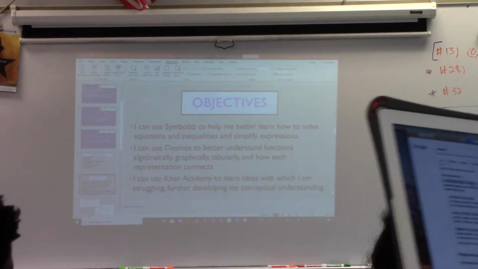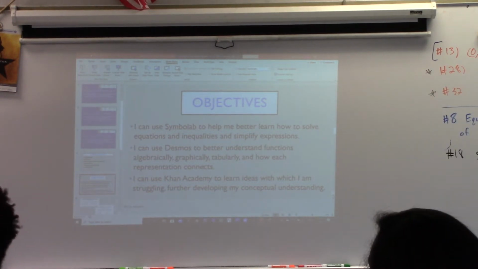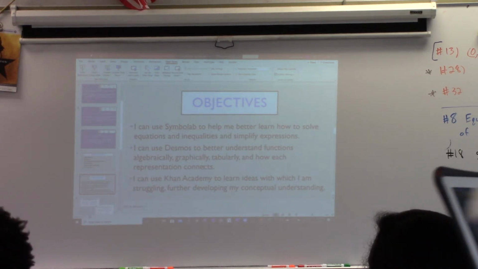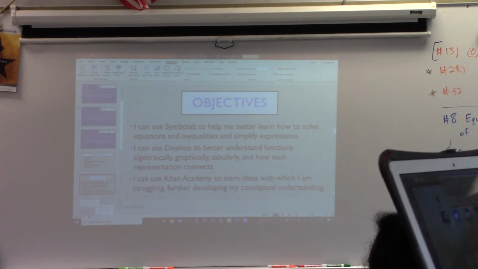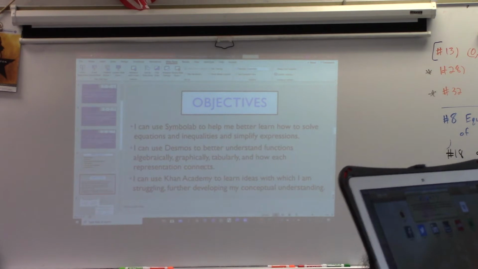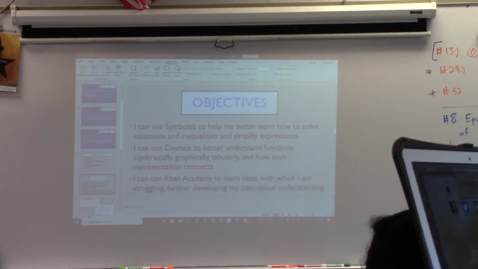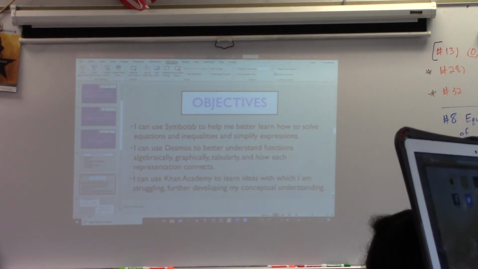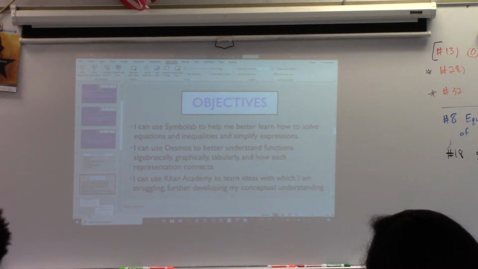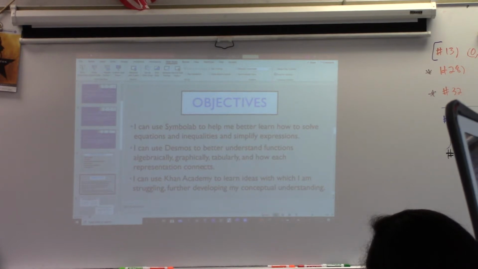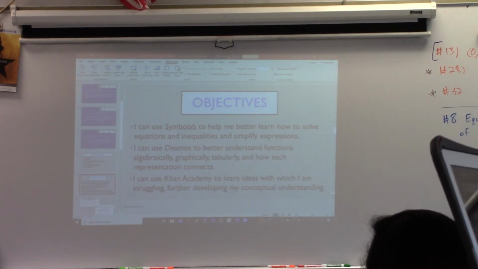So, based off that objective, what are we going to use Symbolab for? To better learn how to solve equations and simplify. Don't just say better learn. Better learn what? Solving equations and inequalities and simplifying expressions. There we go. So Symbolab is all about algebra for us. It can be used for other things. We'll get to that later.